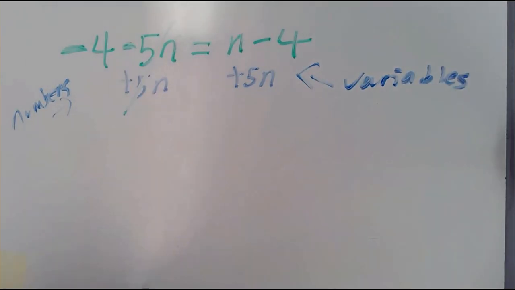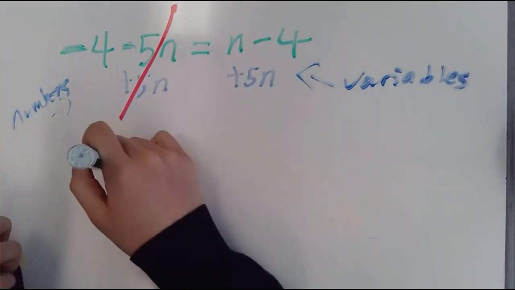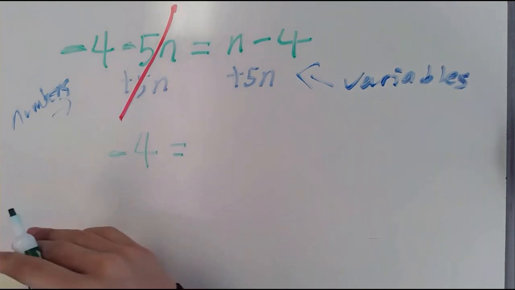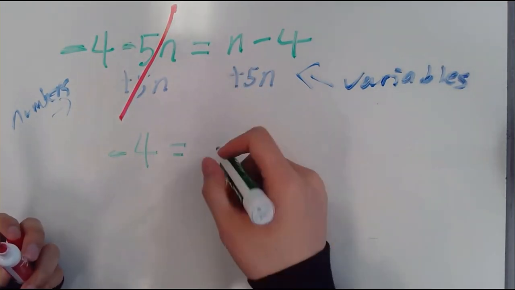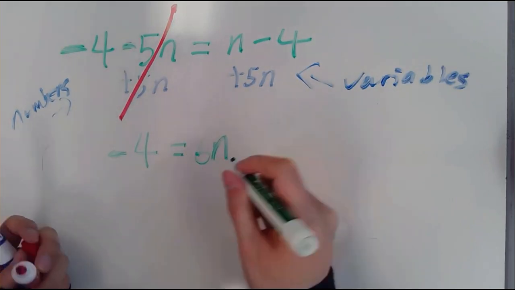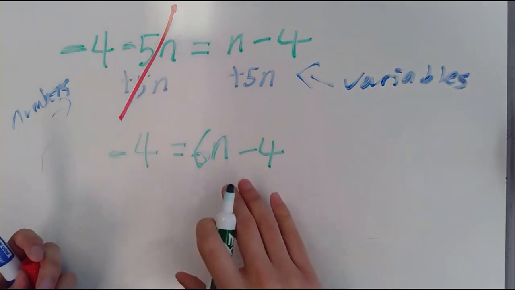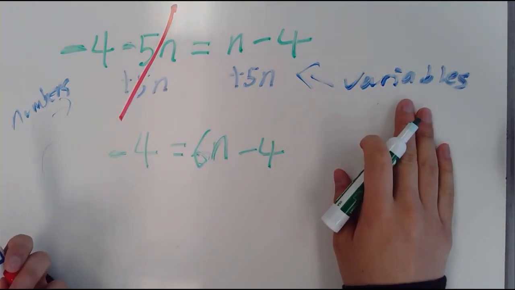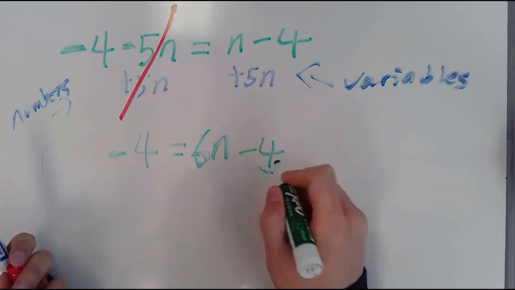And I'm only going to be left with minus 4 on the left side. And on the right side, I'm going to have n plus 5n, which is 6n minus 4. Now, on the right side, I said I only want the variables on the right side. Then what do I do? I have to get rid of this minus 4.